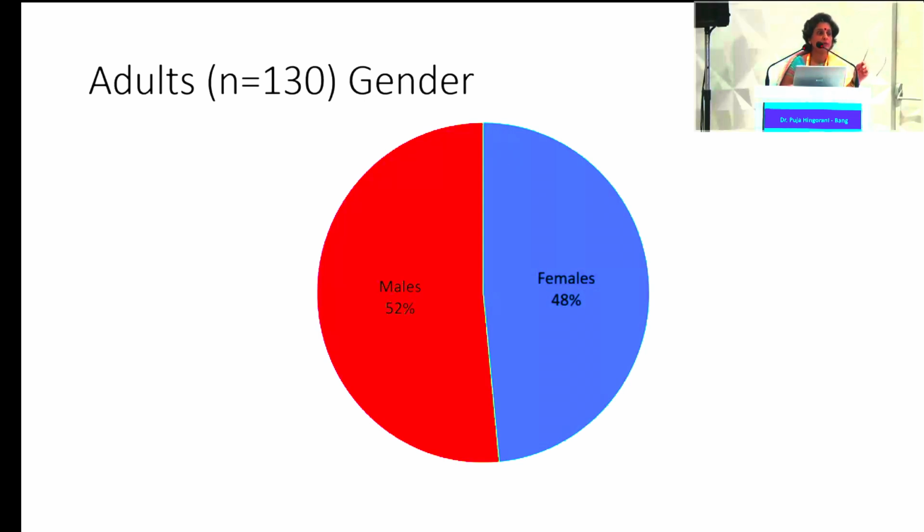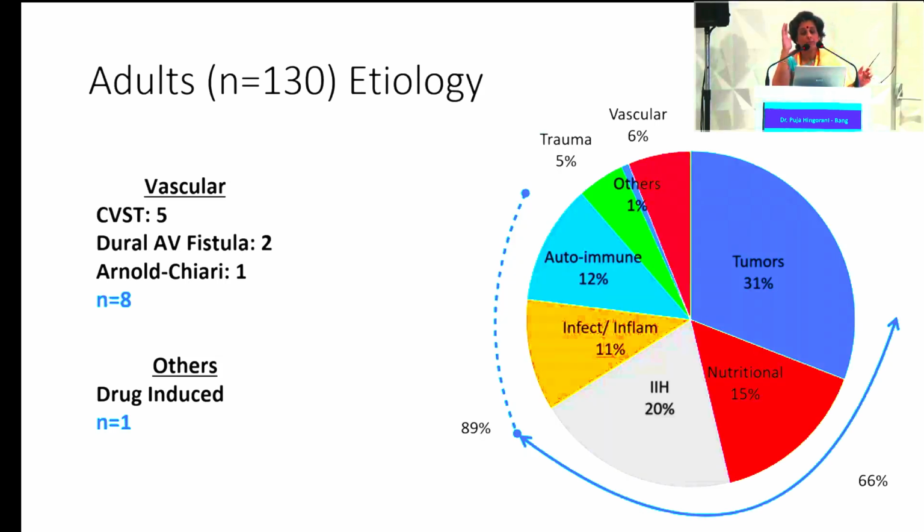In adults, the 120 patients were divided again with a slight male predominance. Most of the diagnoses were, again, around 30% tumors, and the remaining nutritional and idiopathic. If we included the autoimmune, the thyroid, and the inflammatory infectious, like TB, meningitis, etc., almost 90% of them were covered. Some were vascular, of which sinus thrombosis and AV fistula were some of them. Drug-induced, yes, it was a senior resident from another department.